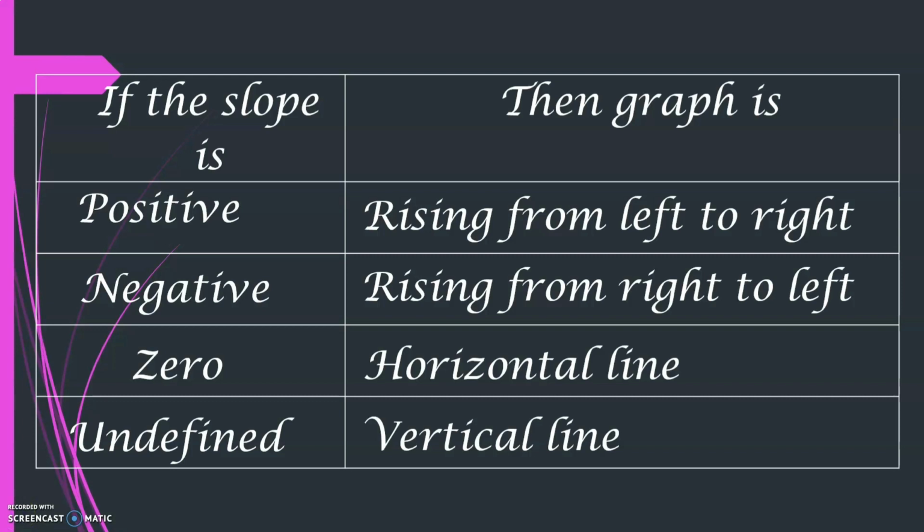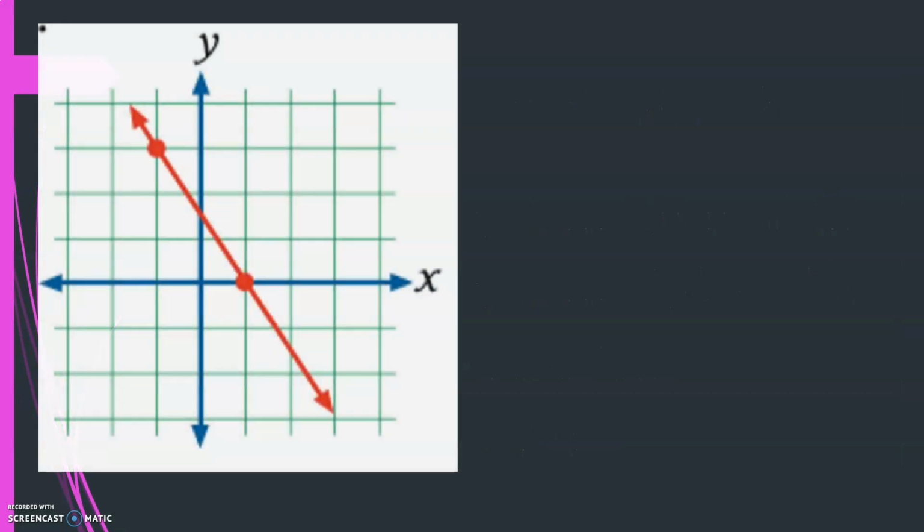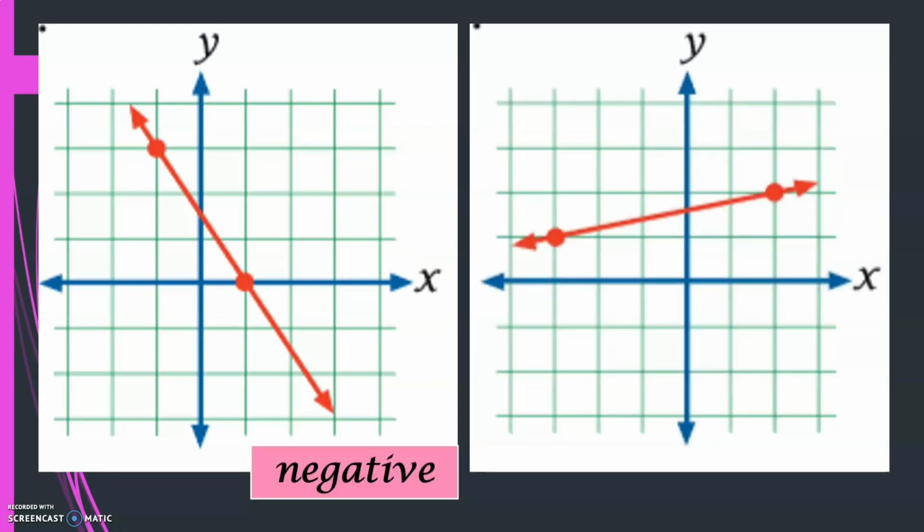Say we have this graph. As you can see, the graph is rising from right to left. What do you think is the slope? Very good, it's negative. How about this one? Observe that the graph is rising from left to right. Therefore, the slope here is positive.